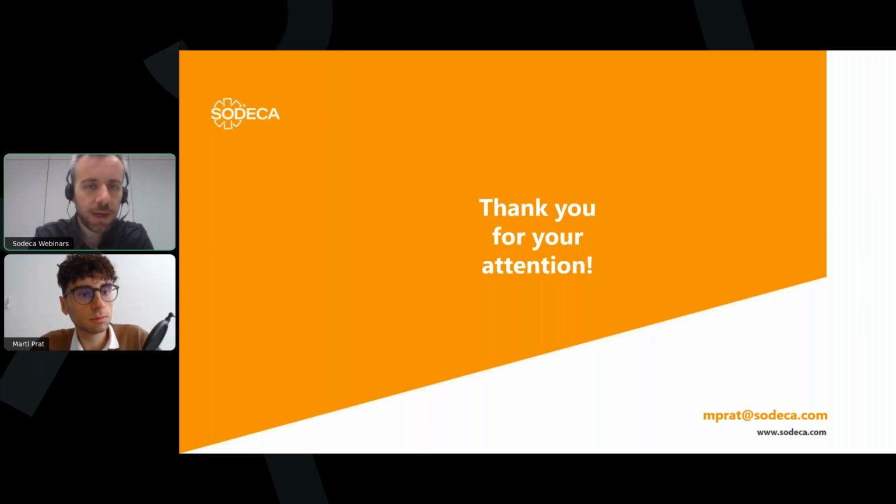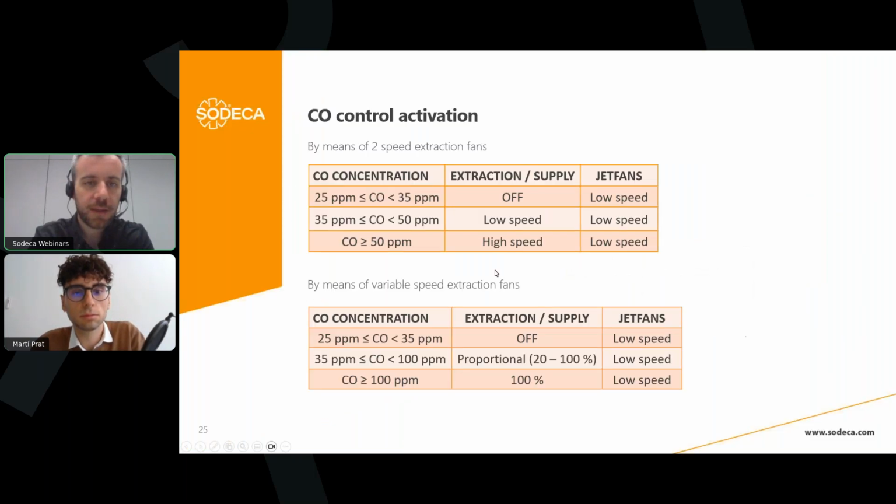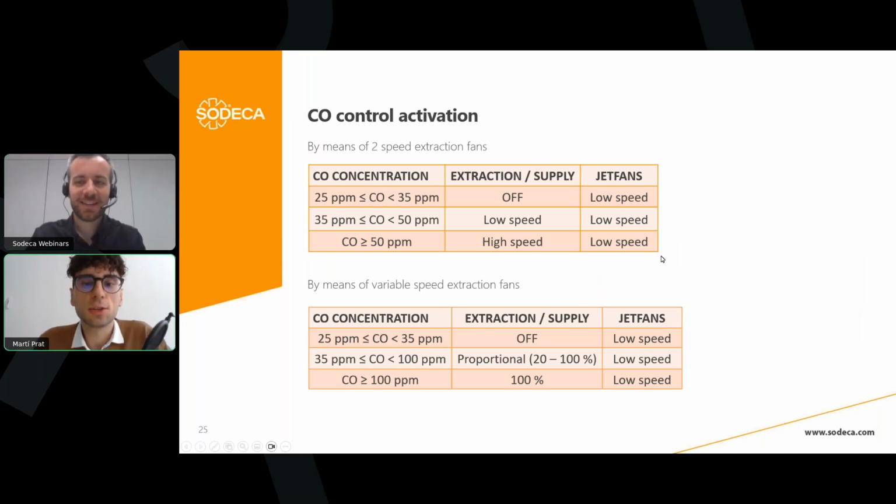Can you get back to the CO activation slide, please? When should the jet fans work at high speed then? In daily ventilation, never. The idea is that they should never work at high speed because there are occupants circulating and it could compromise safety, because the jet fans push air at very high speeds and it could be problematic during daily use of the car park. The high speed is for the case of fire, no?